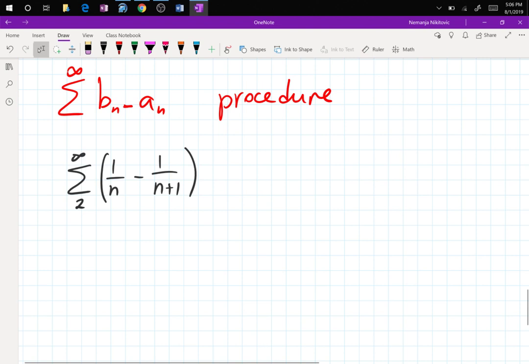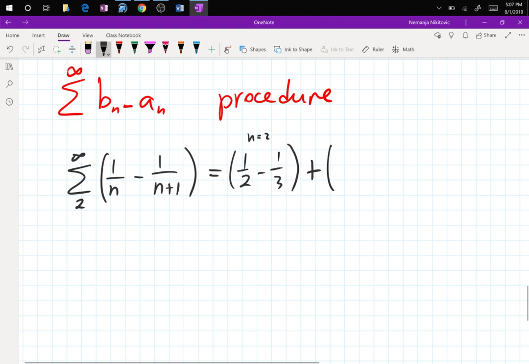The first part is going to be just start plugging in these values to get maybe the first 4 or 5 parentheses. So when you plug in 2, you get 1/2 minus 1/3. That's when you plug in n equals 2. Then a big fat plus, because it's summation, right? Summation is the plus generator, okay?